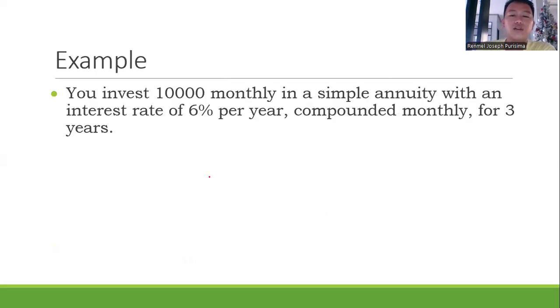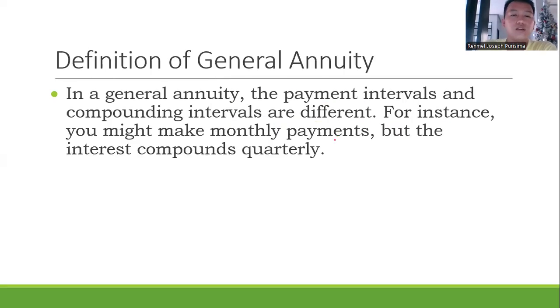As an example, you invest 10,000 pesos monthly in a simple annuity with an interest rate of 6% per year that is compounded monthly for 3 years. Again, for a simple annuity, the payment period is monthly and it is compounded monthly. So it's the same. That is an example of a simple annuity, and that's how we identify if it is a simple or general annuity.